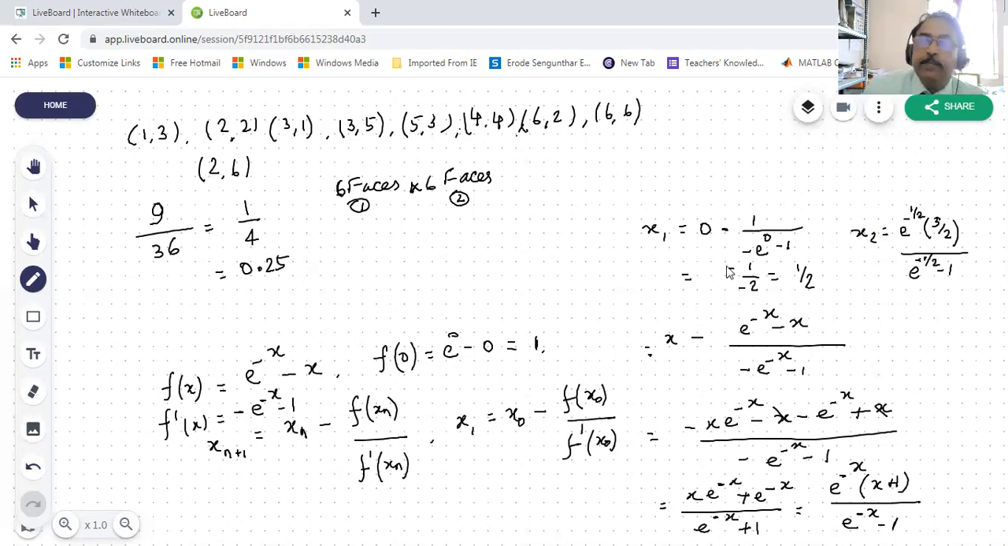Okay, root e. What is e? E is 2 point something, 2.78. You have to take root of this. E power root e minus 1. You execute this and give the answer. The answer will be 0.57.